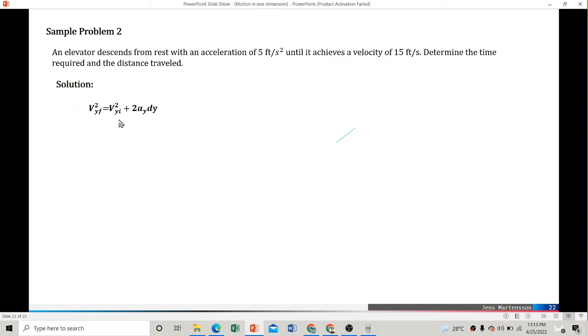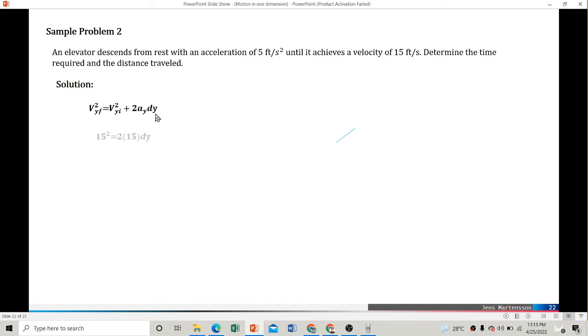Since what we are looking for is the time and distance, we get the distance first. We can use this equation: V squared is V final squared minus V initial squared plus 2 times acceleration times dy, or yf minus y1. So our y1, or yi, in terms we take as 0.